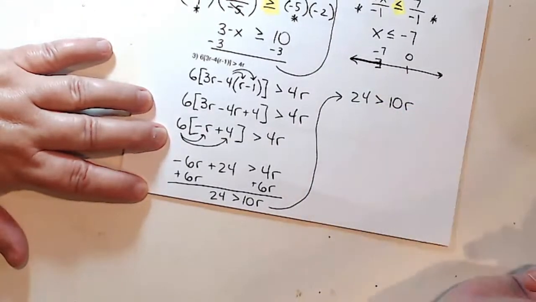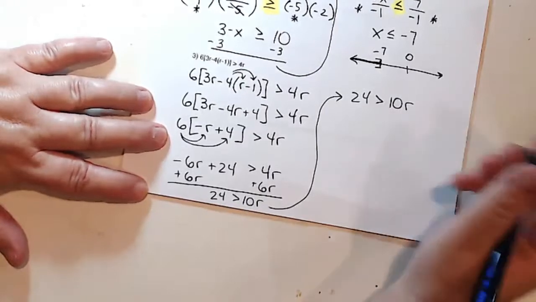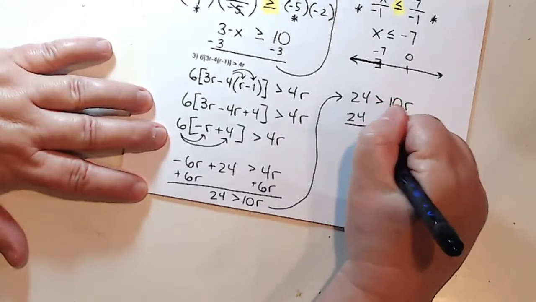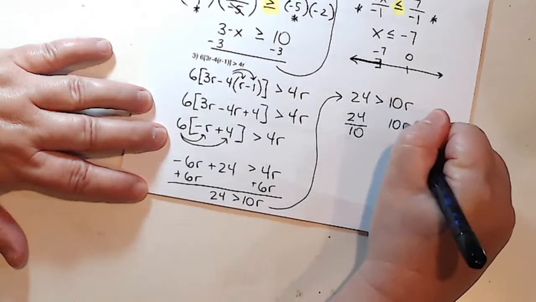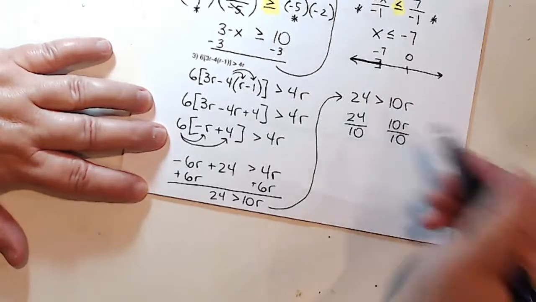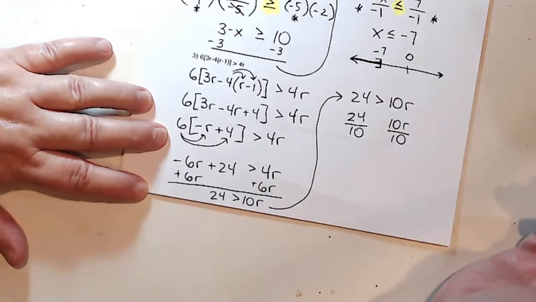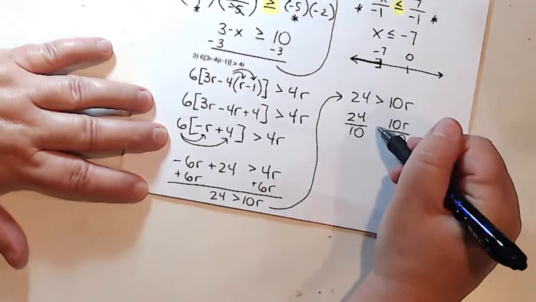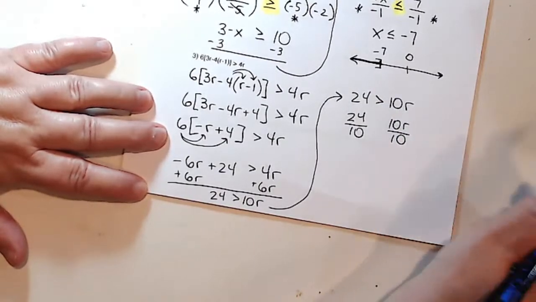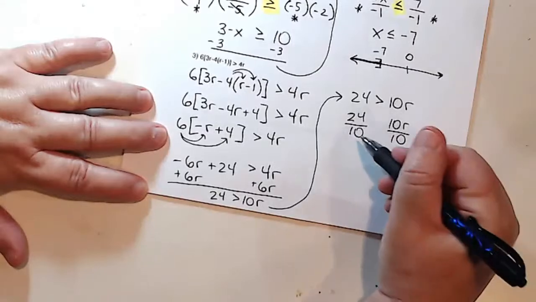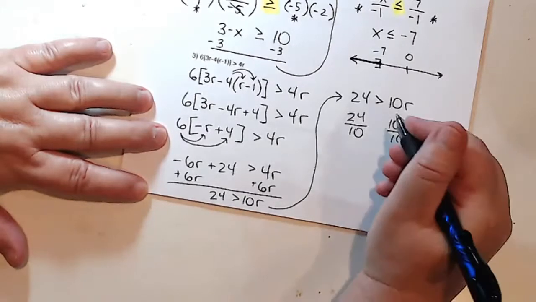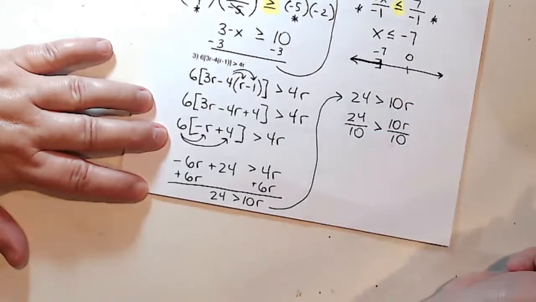I still want to isolate r, even though it's weirdly on the right. So I'm going to divide both sides by 10. Notice that I always draw what I'm going to do first before the inequality. And then I would say, okay, kids, are we going to change the inequality? You're right. No, we're not, because I'm dividing by a positive number. So this is going to stay a greater than.